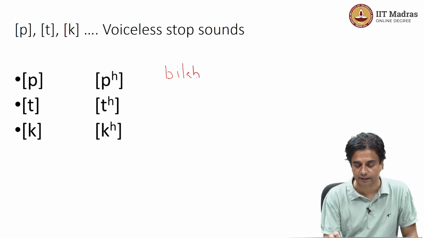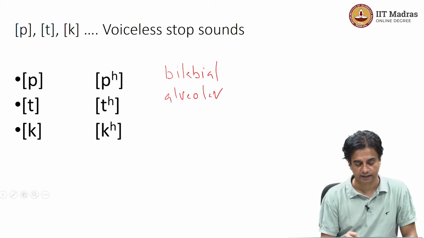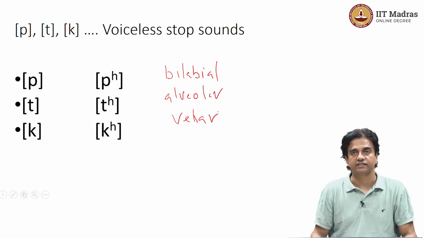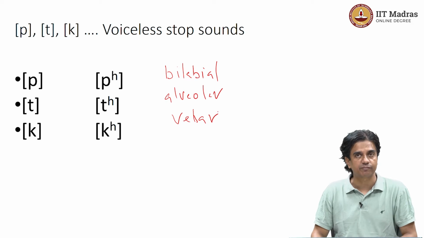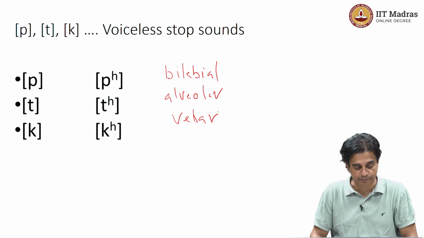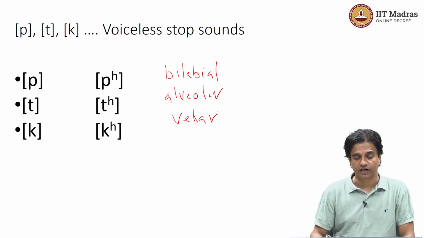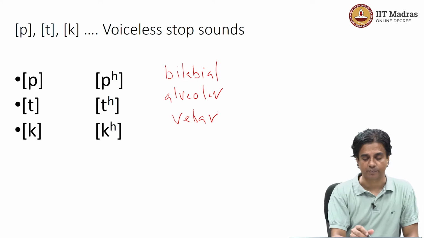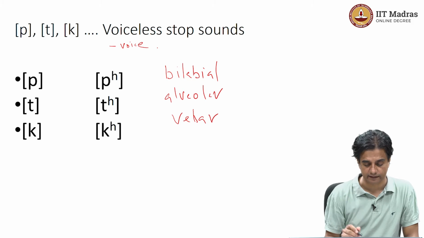One is bilabial, the other is alveolar, and this one is a velar sound. So each one of these sounds is from a different place of articulation. Pa is a bilabial sound, ta is an alveolar sound, and ka is a velar sound. But they are all voiceless stops. There is no voicing in any of them.